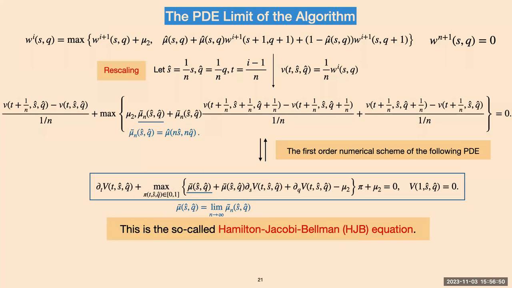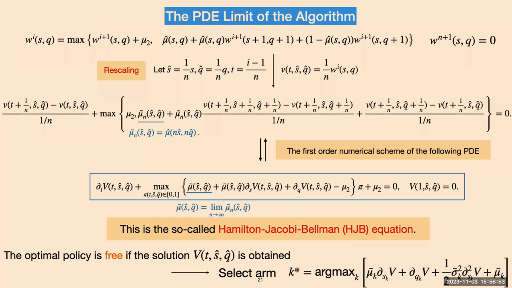And this is why, if you can solve this Hamilton-Jacobi-Bellman equation, you will get a value function. And then your optimal policy, K star, is going to be free. Because as long as you can calculate the V value for all S hat and Q hat, you're just calculating this value for all the K arms, and you choose the arm that is optimal. Basically, after you get this equation, the optimal policy is free based on the solution of this equation.